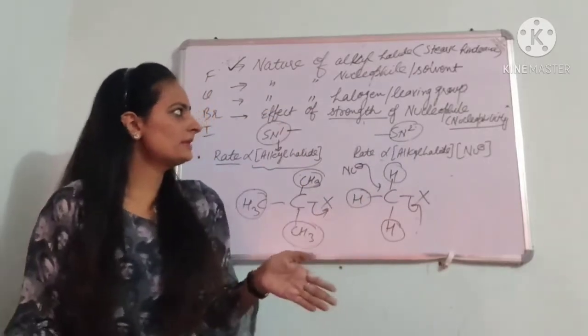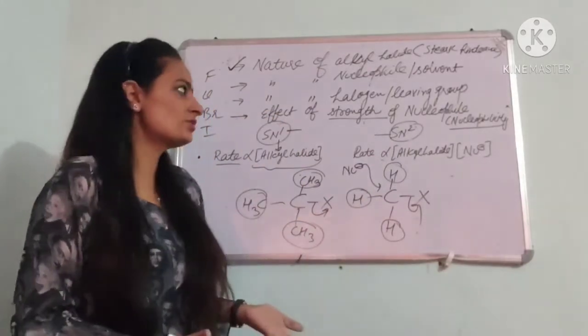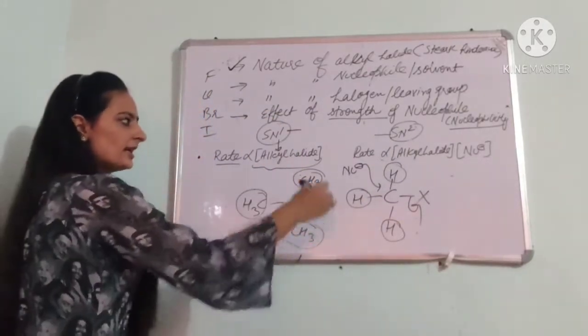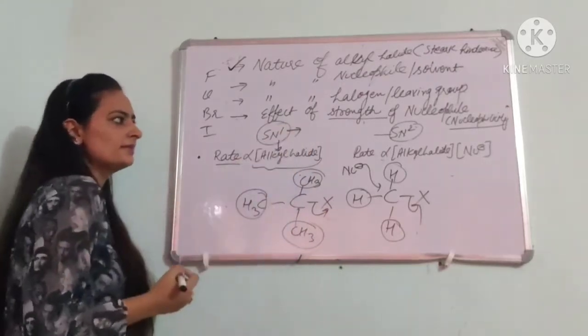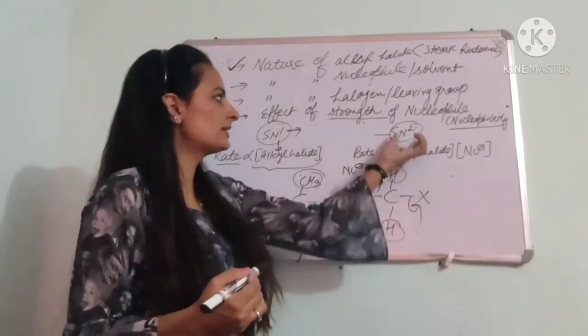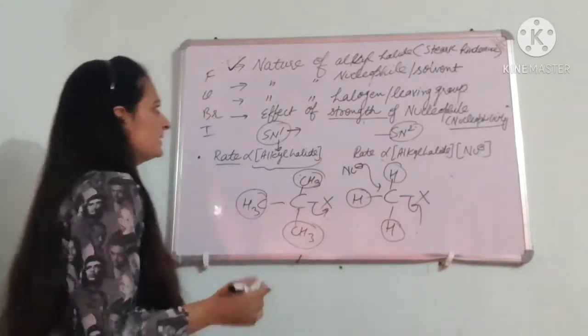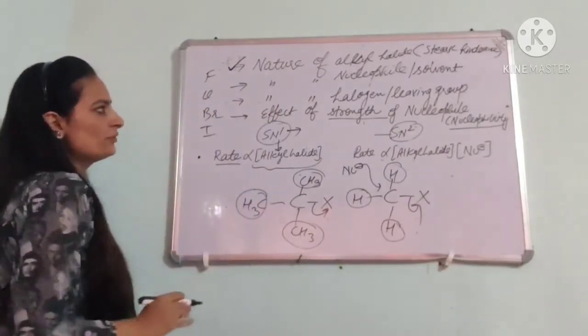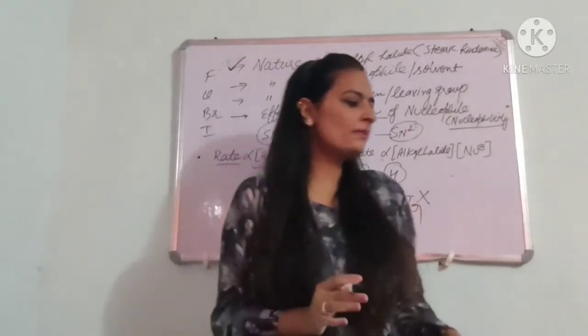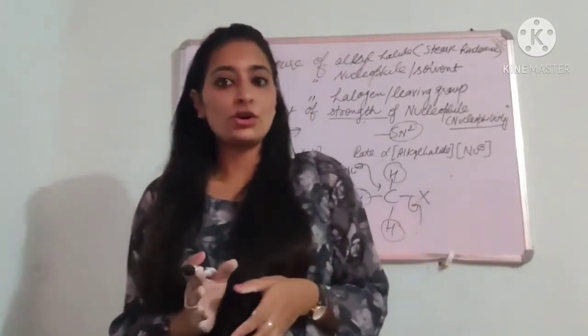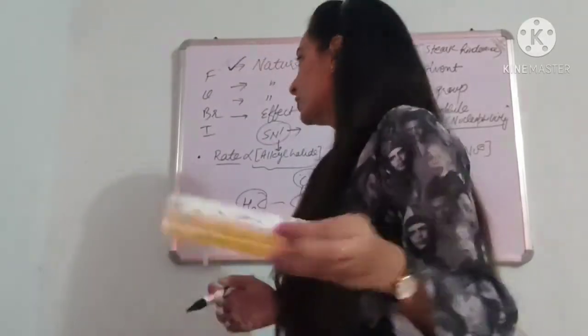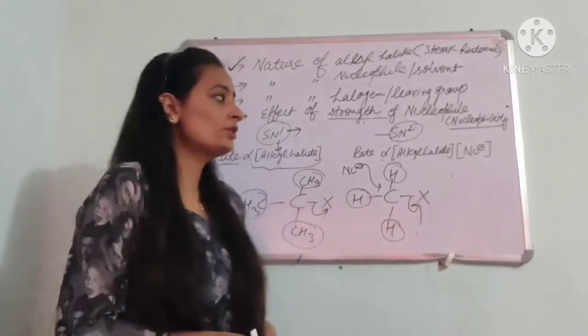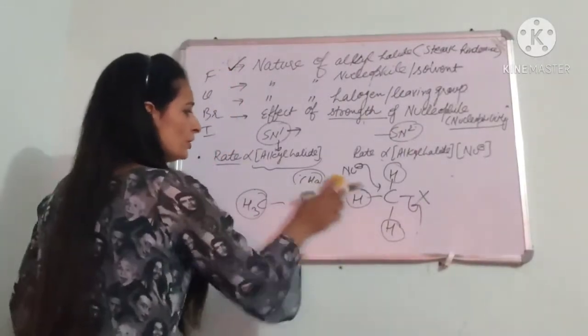So keep in mind that in case we have steric hindrance in the alkyl halide, then the SN1 mechanism takes place. No steric hindrance, then the SN2 mechanism takes place. Coming to the next factor, which is the nature of nucleophile or solvent. When you talk about the nature of nucleophile or solvent, you have to specify whether you are taking the polar solvent or the non-polar solvent.